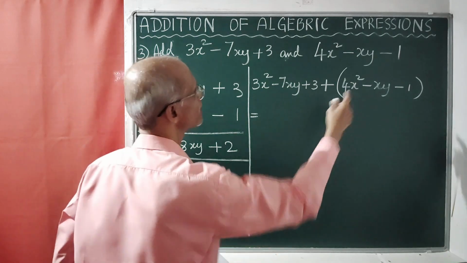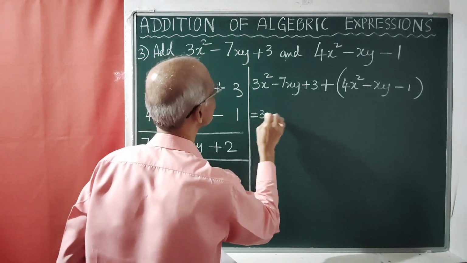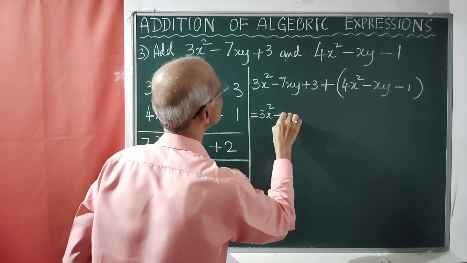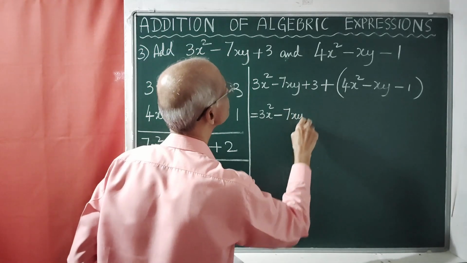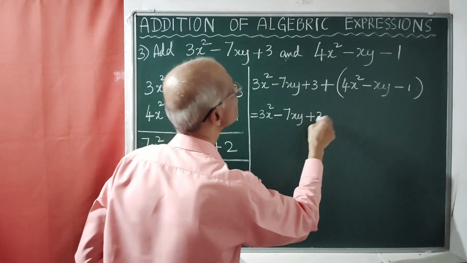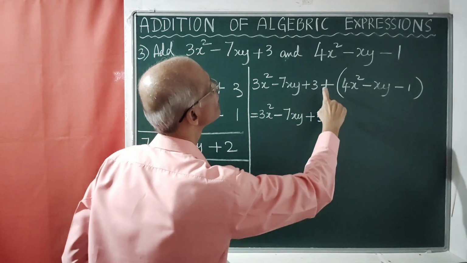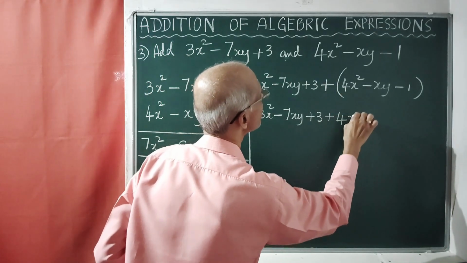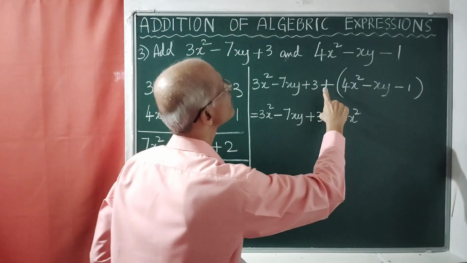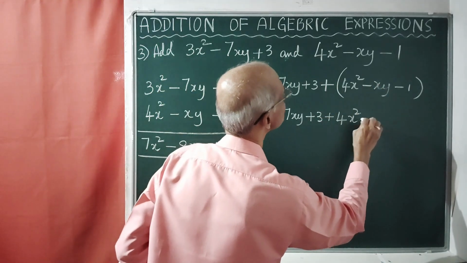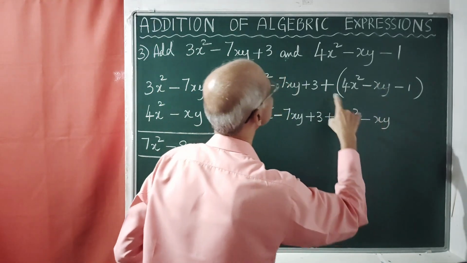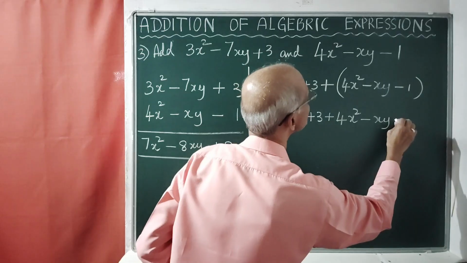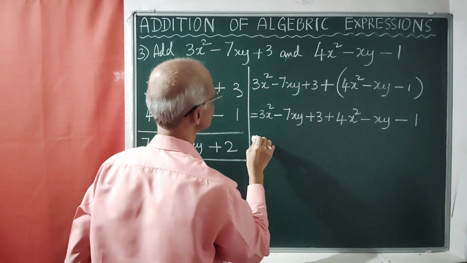Now we need to open this bracket now. So 3x square minus 7xy plus 3. Now here we open the brackets now. Plus into plus is plus, plus 4x square. Again plus into minus is minus, minus xy. Plus into minus is minus, minus 1.